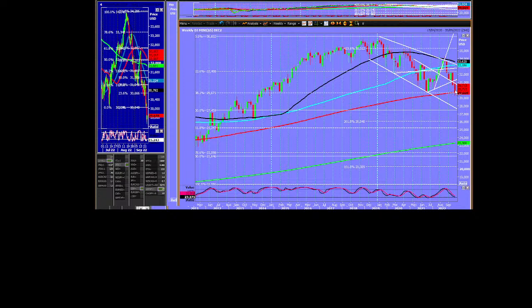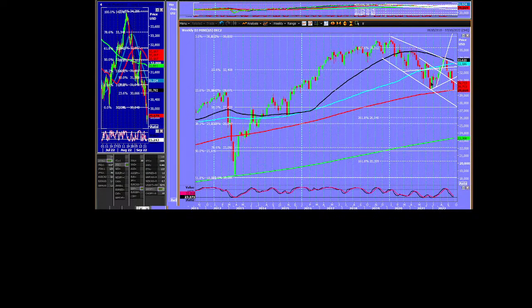Now, we tested it. We actually broke. We got to 29,300. Now, by the time we closed, we were at 29,678. So we bounced back to the exact 38.2% fib. So place your bets, ladies and gentlemen. Do we hold below 29,700 and crash to 27,500? Do we crash another 2,000 points probably next week? Or was that a fake to get some shorts out and then we bounce?